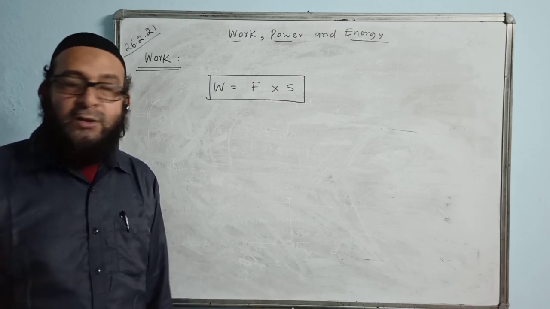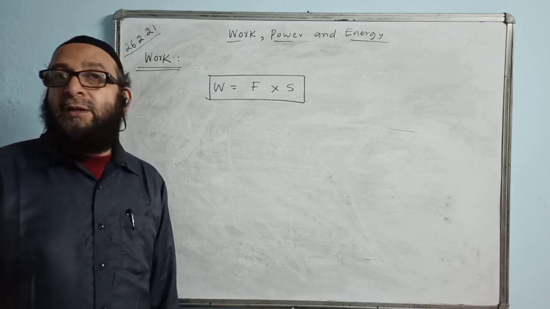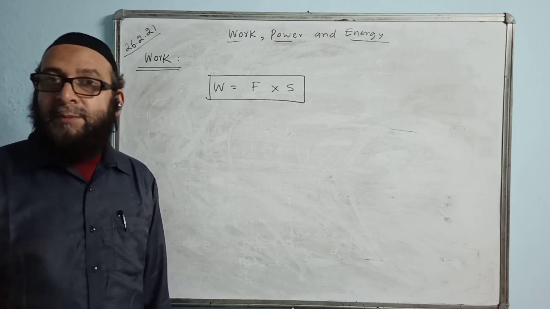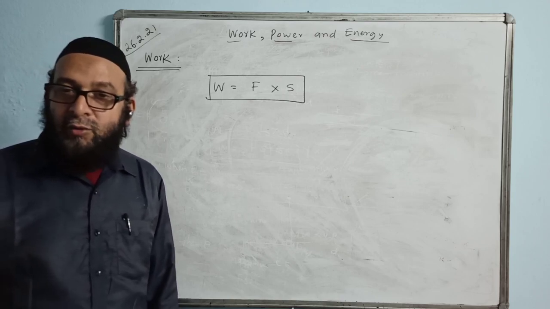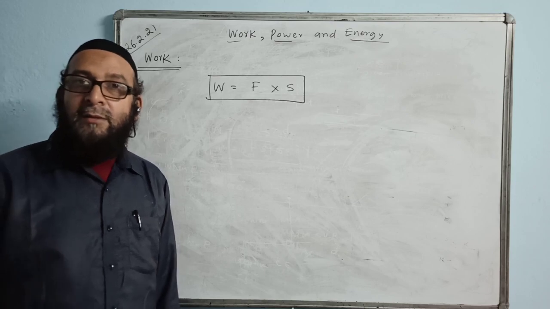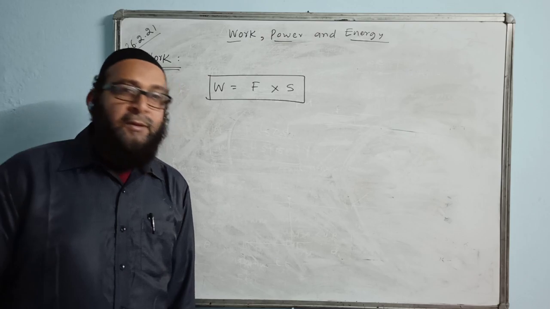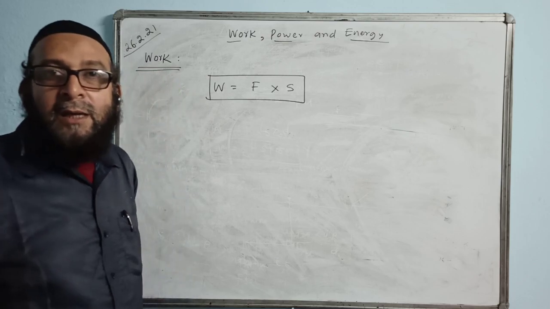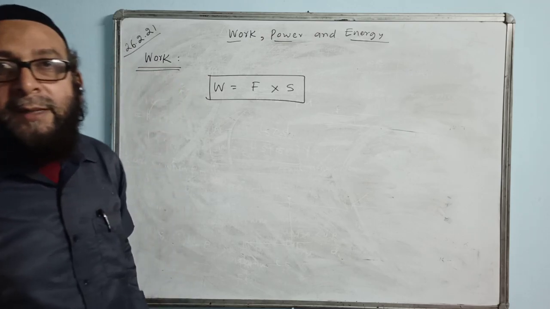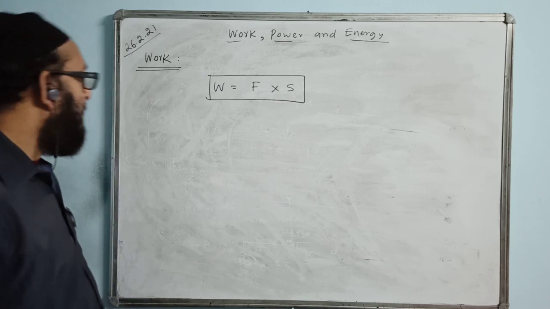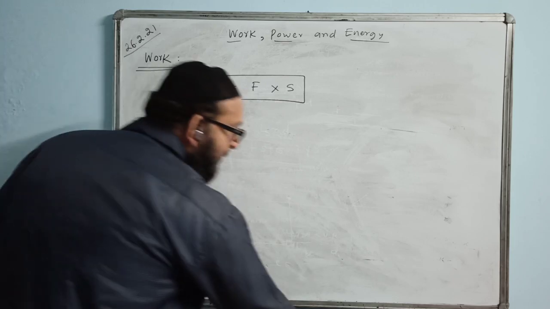The same condition will reverse. When the force is not normal to the displacement, or when theta is unequal to 90 degrees, then the work is done. Just the opposite of this. Hope you understood? When the angle between force and displacement is anything other than 90 degrees, then the work will be done. Okay. Now one part is over.